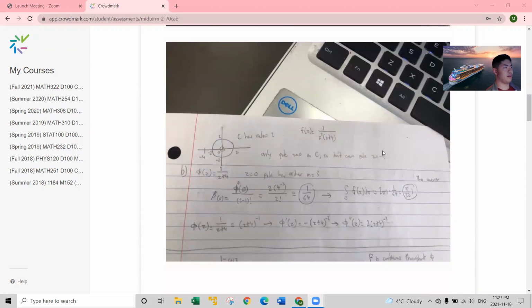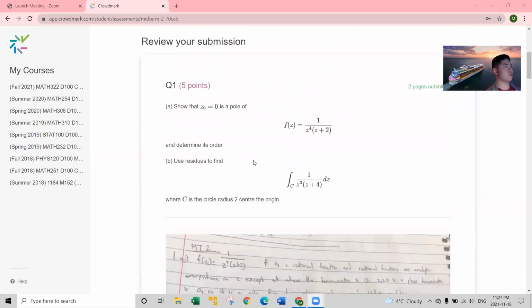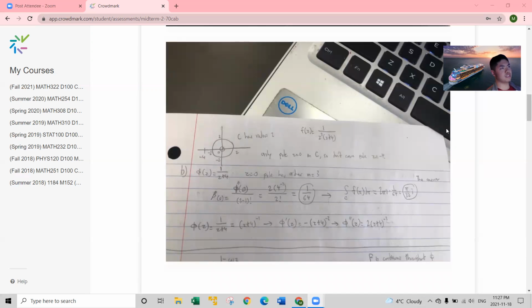1b, f of z would be 1 over z cubed times z plus 4. This c has a circle of radius 2 and the center at the origin. I drew that. So f of z is a rational function, and rational functions are analytic everywhere except where the denominator values are 0. And here it's 0 and -4, where the denominator is 0 and thus not differentiable there.